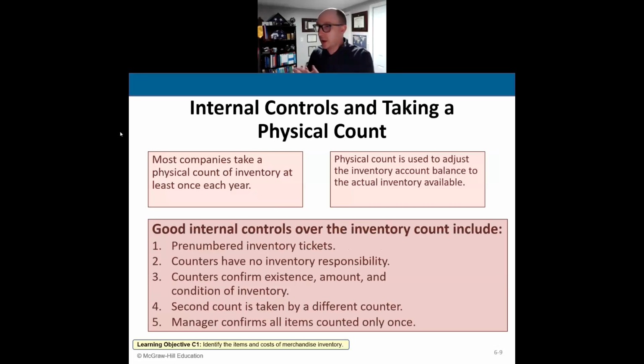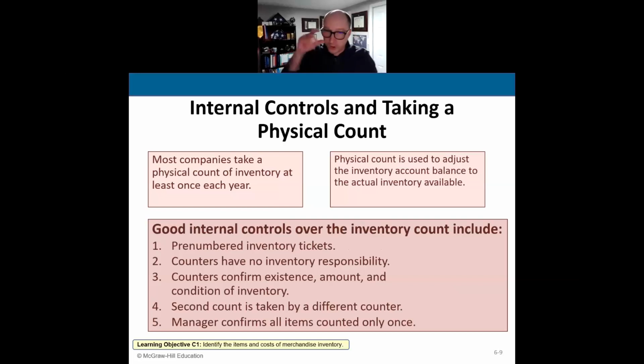In business, it is so important to prevent loss. So important to prevent loss. And one of the ways that we do that is by controlling our inventory and taking a physical count of the inventory at least once a year.